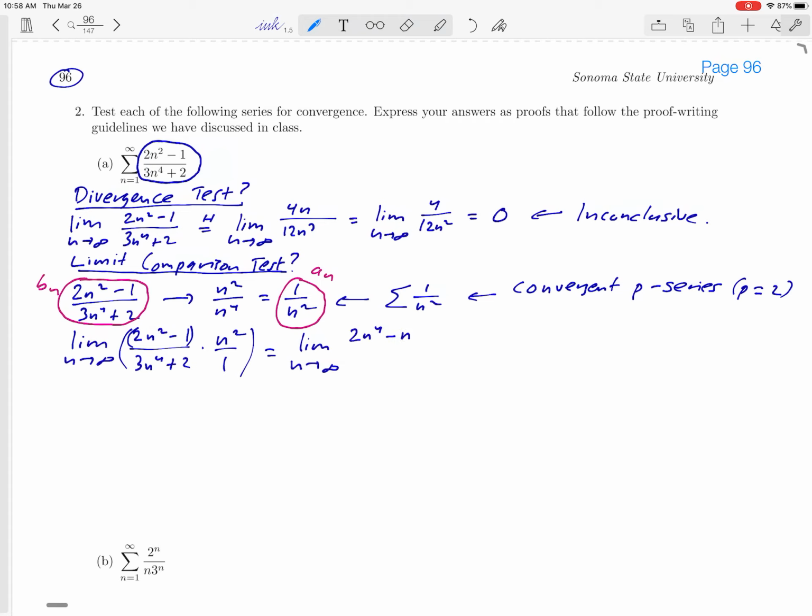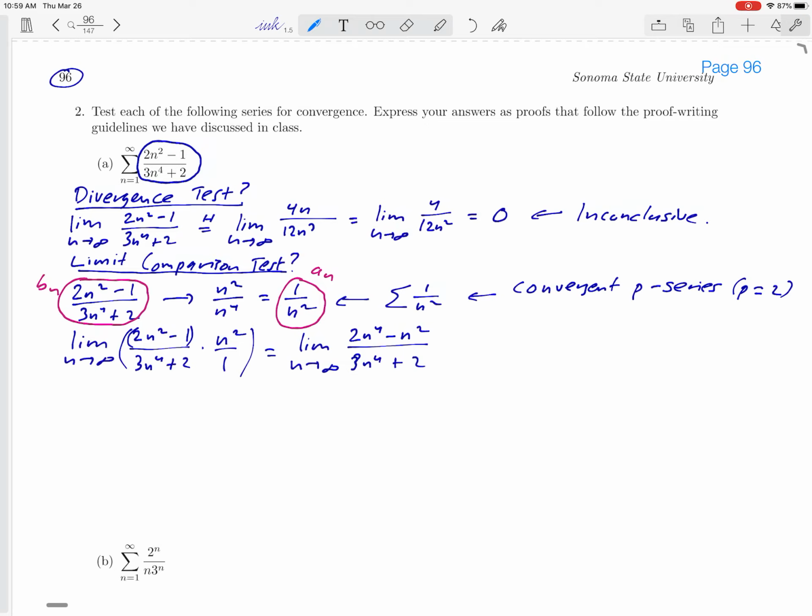All right, so let's first do a little algebra. We can take that n squared and multiply it through the numerator: 2n to the fourth minus n squared. And on the bottom, 3n to the fourth plus 2. Now, we could use L'Hopital's rule on this limit. That would work just fine. But I can tell you that we would have to do a couple of iterations of L'Hopital's rule. It would be quite a bit of writing because we've got a pretty complicated expression.